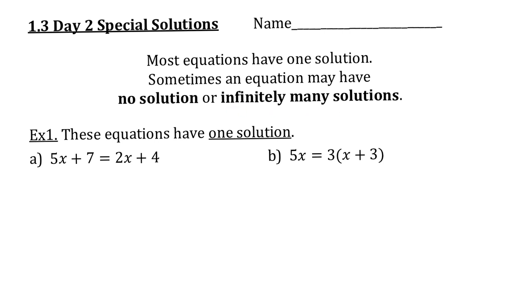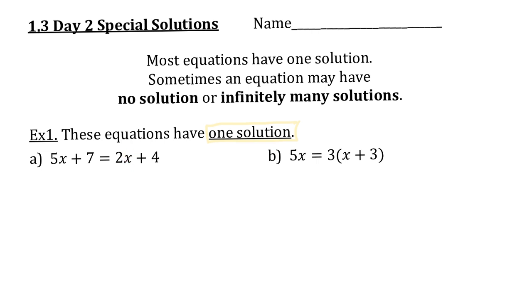Okay, the first example, all the equations have one solution. So this is what we're normally solving. Our answer should be x equals some one value, and it's going to be a normal equation. Let's go ahead and look at the first one. 5x plus 7 equals 2x plus 4. We normally look for the x, but there's an x on the left side and an x on the right side. So let's cancel off the x's.